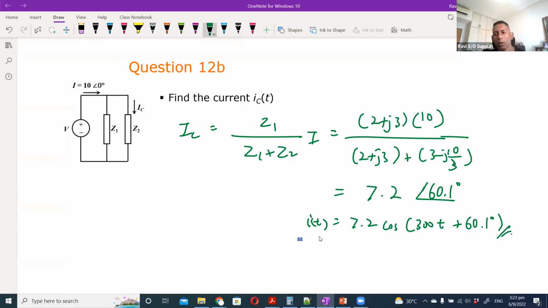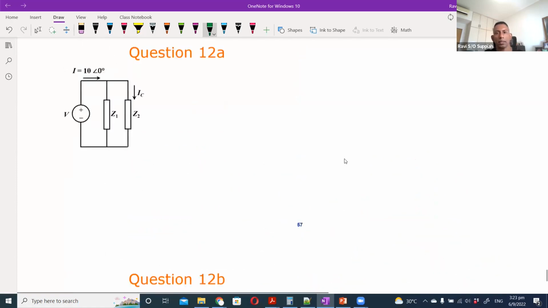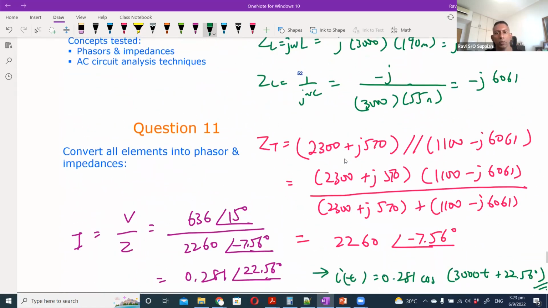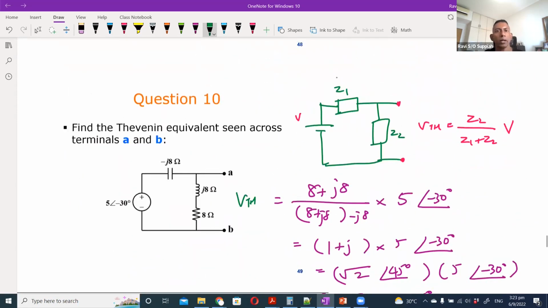If you look at the whole AC analysis part, it is nothing new. In terms of concept, it is the same as the DC concept. The only thing is the introduction of complex numbers, since we are dealing with capacitors and inductors. Other than that, everything else is the same: the Thevenin, the current divider rule, the voltage divider rule. So that brings us to the end of the tutorial questions.